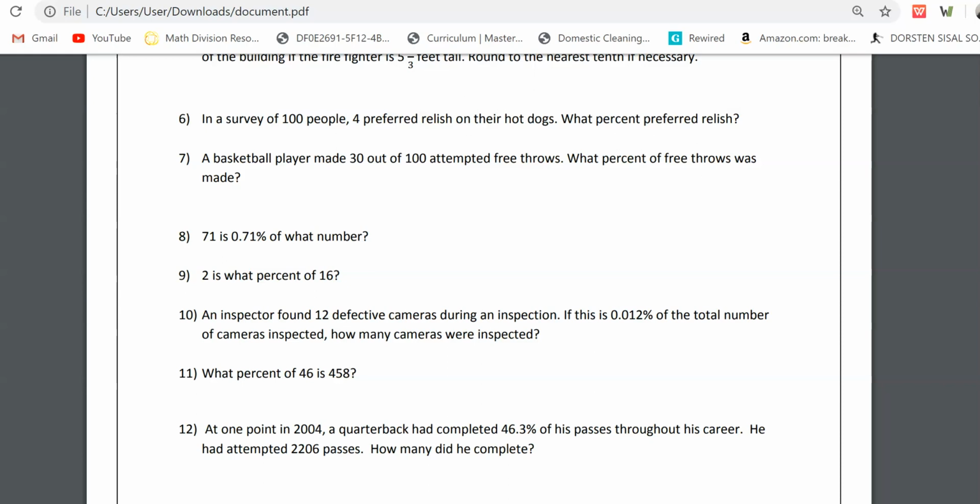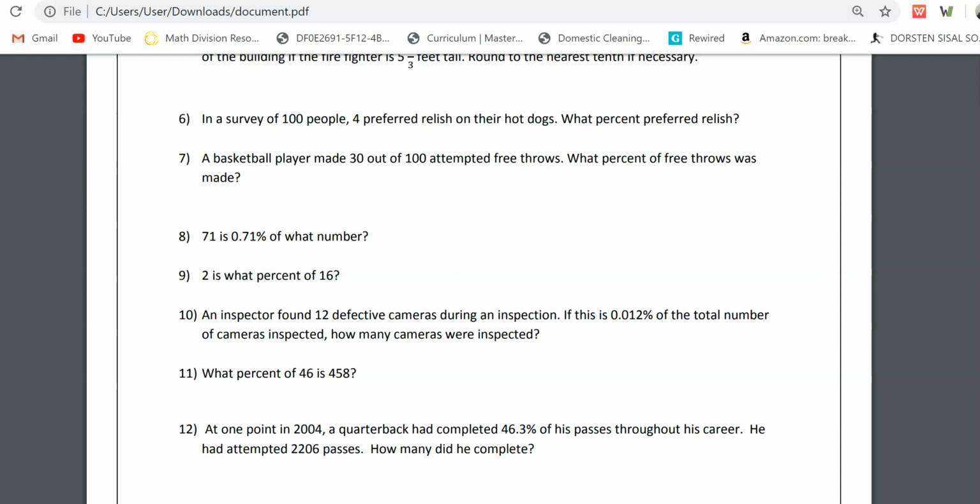An inspector found 12 defected, that means they're bad, cameras during an inspection. If this is 0.012% of the total number of cameras inspected, how many cameras were inspected? So again, they found 12 cameras. I believe that would be our is, you think? Because it says an inspector found 12, that's what it is, 12 defective cameras. We have our percent. This is percent of the total. They said how many were inspected. So I guess that would be the of if we got that percent.